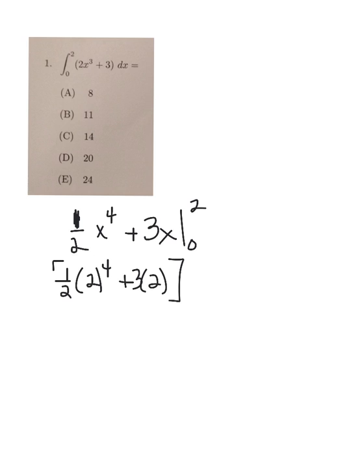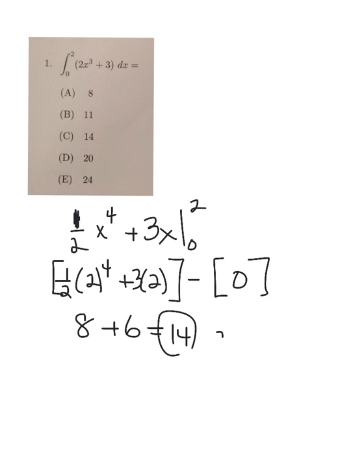Once I get that, I'm going to subtract, plugging in 0. Now, I think you can see that if I plug in 0, I'll just get 0. So then I'm just going to work the rest of this out. So 1/2 times 2 to the 4th gives me 8, plus 6, which is 14, which is choice C.